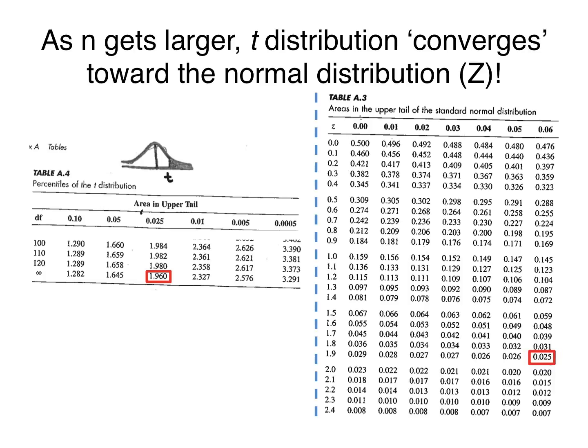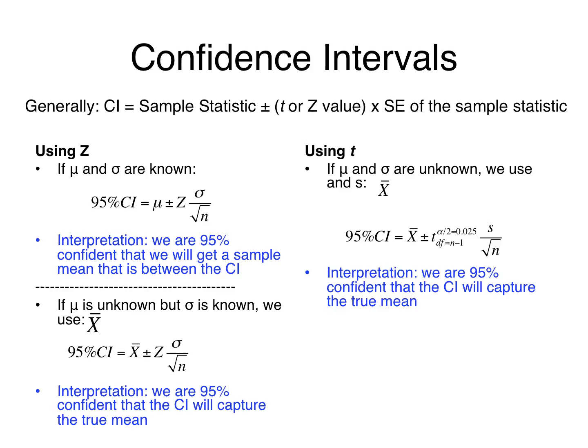But if we had a sample size of approximately 101 to 121, this would correspond to a t-statistic of approximately 1.98. So as I said, our confidence interval is usually our sample statistic plus and minus our margin of error, with the margin of error meaning the t or z value times the standard error of the sample statistic.